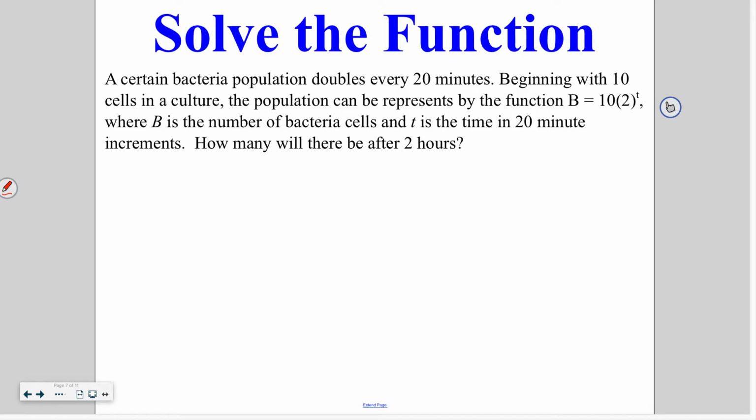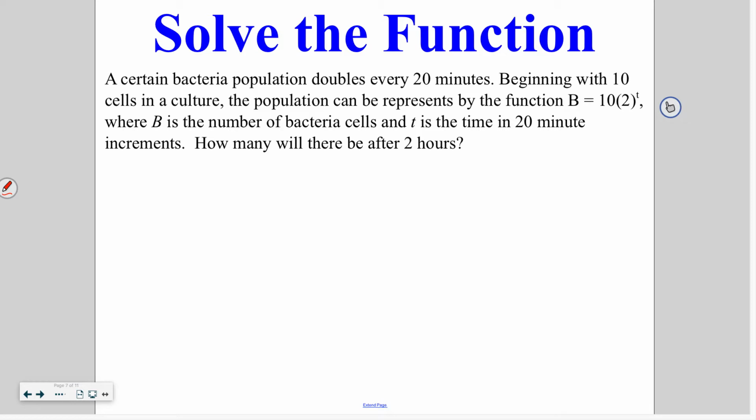Other things we're going to have to do is be able to solve these exponential functions. So a certain bacteria population doubles every 20 minutes, beginning with 10 cells in a culture. That's where they keep cells when they're studying bacteria. The population can be represented by the function b is equal to 10, and then in parentheses 2 to the t power, where b is the number of bacteria cells and t is the time in 20-minute increments. How many will there be after 2 hours?